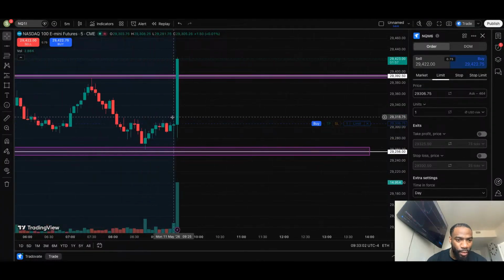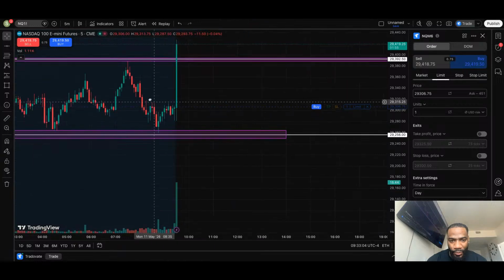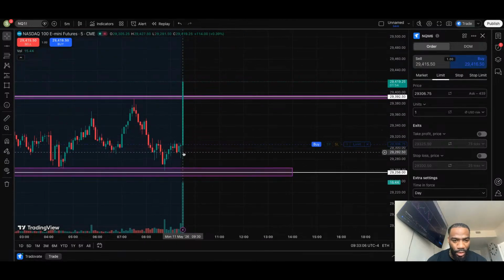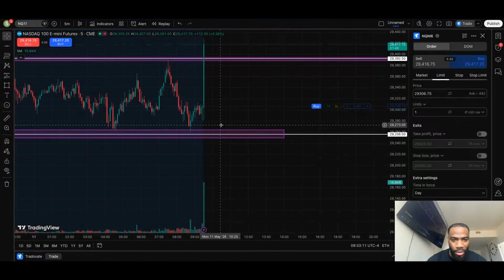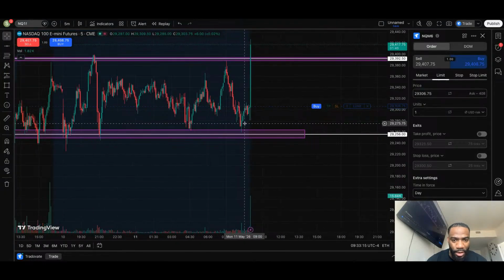I like to get my entries off of the 1 minute and the 5 minute. So this is a great buying candle. I know some people that trade this, they'll get in. That's not really my thing though.